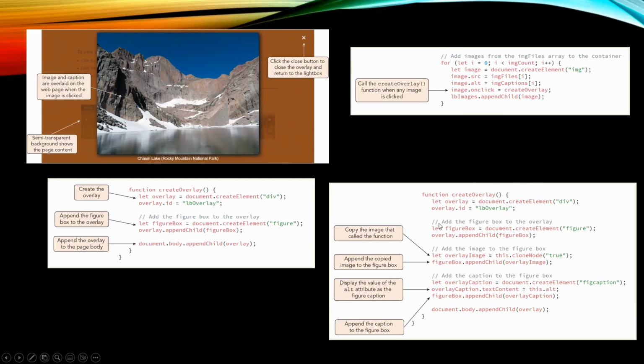Here we've got the create overlay, let overlay image equal this dot clone, append the child to the figure box. So that's going to copy the image that called the function and put it into the overlay. Here we're going to display the value of the alt attribute as the caption. Remember, we said that that was the alt. And then we're going to add the caption to the overlay box. And then down here, we document dot body append child. So we're adding the overlay with the text and the image, and we're putting it on top of our HTML.